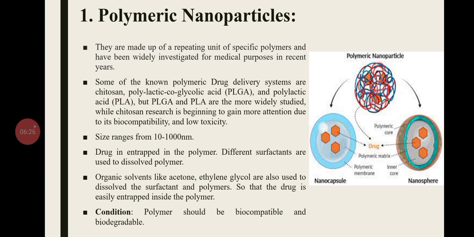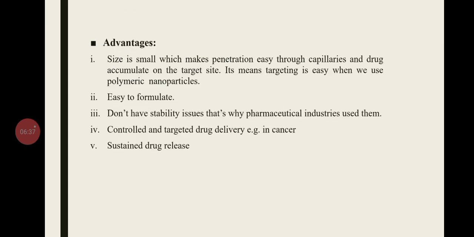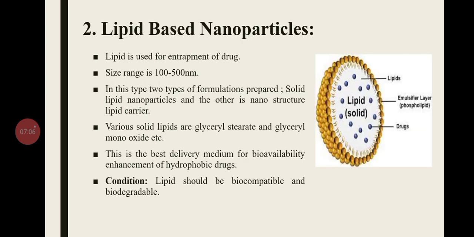But they have conditions, like the polymer should be biocompatible with the body and tissues. It should be non-toxic and it should be biodegradable, which means that it should break down naturally without causing any harm. They also have advantages, like the size is small, which makes penetration through the capillary easy and the drug accumulates on the target site. It means the targeting is easy when we use polymeric nanoparticles. They are easy to formulate. They don't have stability issues, that's why many pharmaceutical industries use them. They allow controlled and targeted drug delivery. For example, in the case of cancer, they even allow prolonged drug release without any interruption.